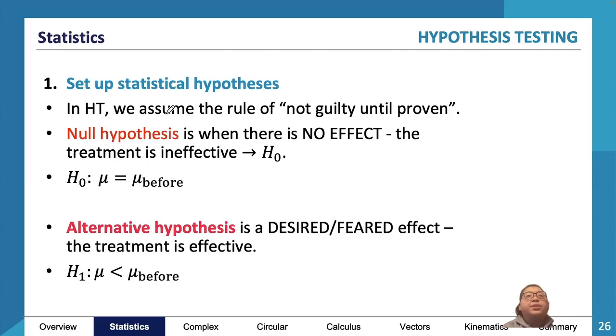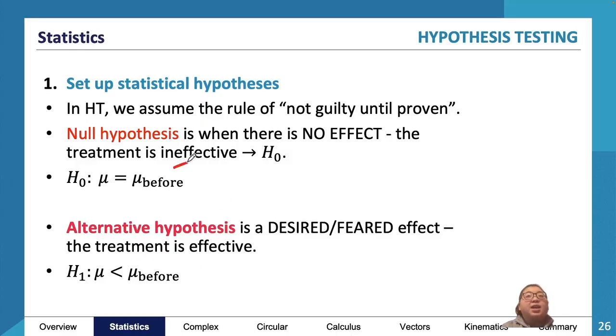So the null hypothesis is when there is no effect, and this is going to be the easiest mark you're going to get in all of your specialist exam, because they'll literally just ask you to state what the null and alternative hypothesis are, and all you have to do is literally just state mean equals mean before, and mean is smaller than mean before.